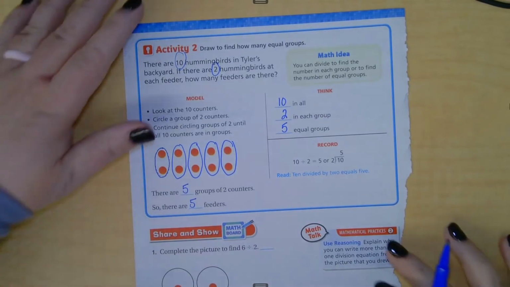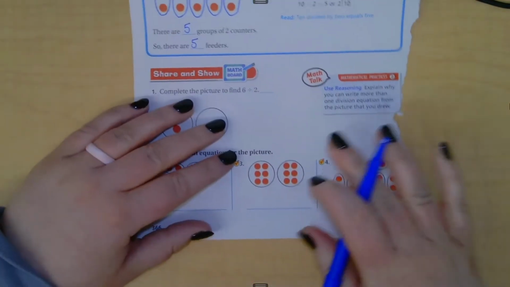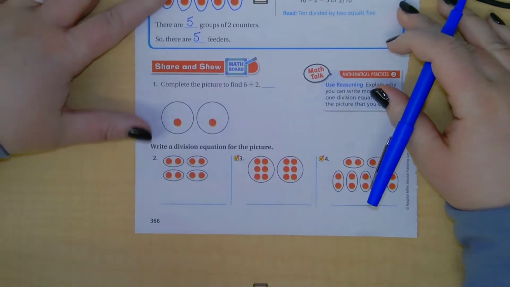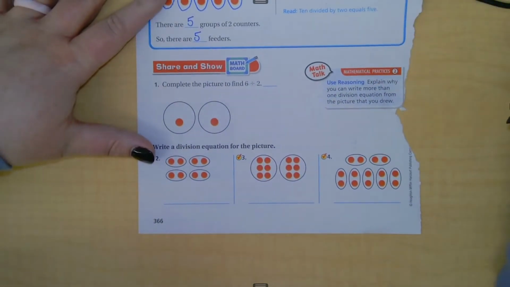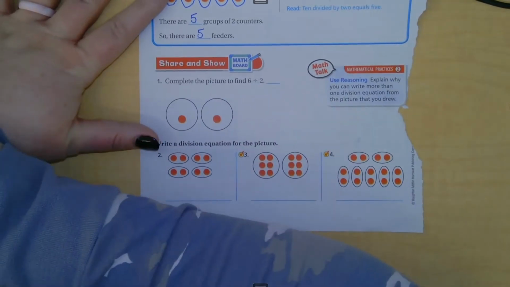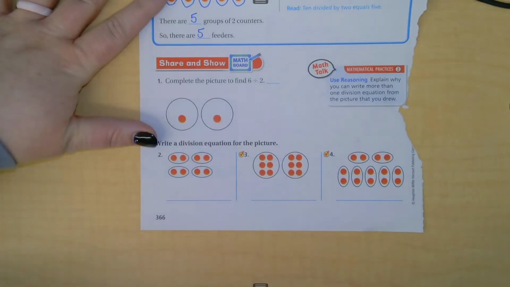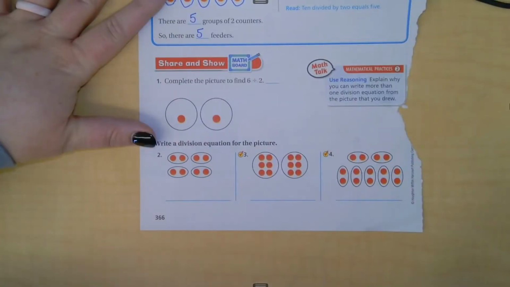Okay. All right, you're probably thinking, Mrs. Rankin, this is so easy. And it is kind of easy. We're just dividing by 2, and we all know our 2's multiplication facts. So it does make it very easy. But that doesn't mean you should move super fast. You still want to work very carefully.